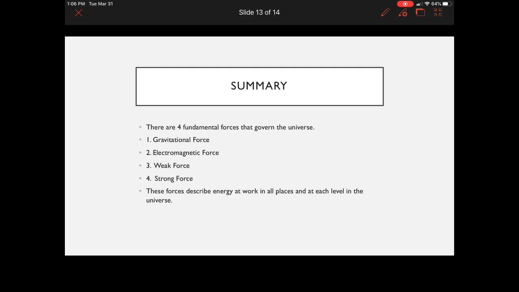In summary, there are 4 fundamental forces that govern the universe: gravitational force, electromagnetic force, weak force, and strong force. These forces describe energy at work in all places and at each level in the universe.